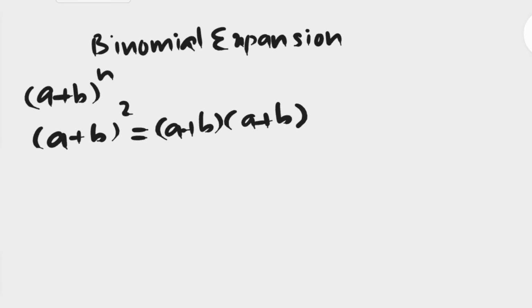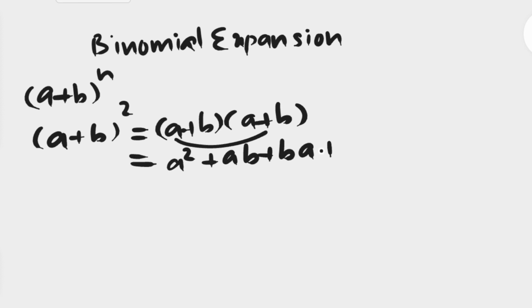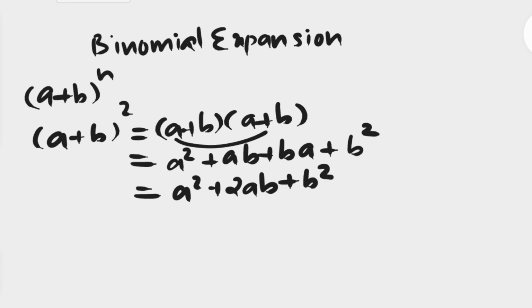Here we can apply the distributive law. The distributive law helps us to expand this as a times a is a square, plus a times b is ab, plus b times a is ba, plus b times b, which is b square. This is equal to a square plus 2 times ab plus b square, because ab is equal to ba. So we can write it as 2 times ab. This is the expansion of (a+b) the whole square.